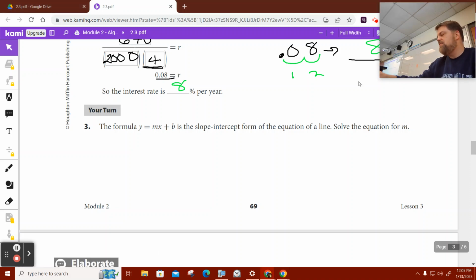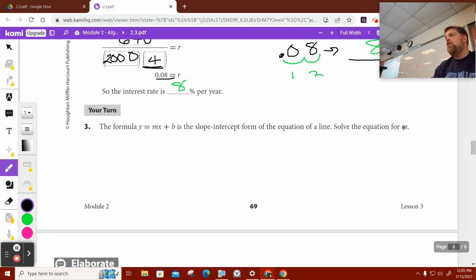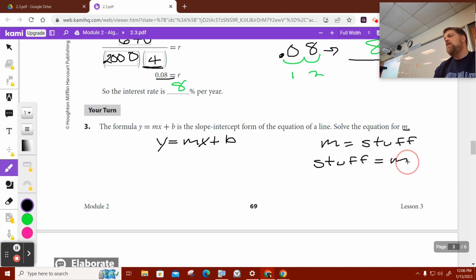All right, so let's look at this problem. Problem number 3 says the formula y equals mx plus b is the slope-intercept form of the equation of a line. Solve for m. So I start with the original equation, y equals m times x plus b. My goal is to get m on one side of the equal sign and all the other stuff on the other side. To make things easier, I might move all the stuff to this side of the equal sign and make it look like m equals some stuff, that's fine.